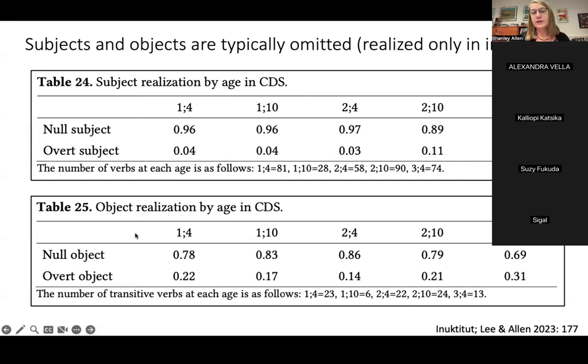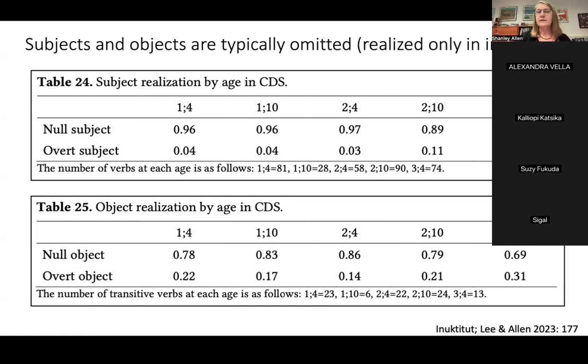And then object realization is somewhat more common, but also frequently omitted. So in these data, we found that the object was omitted in around 80% of utterances. And notice that for both subjects and objects, this pattern is staying consistent across the ages. It's not noticeably going up or down. So this would probably look very different than in Segal's data. But for us, it stayed fairly consistent.